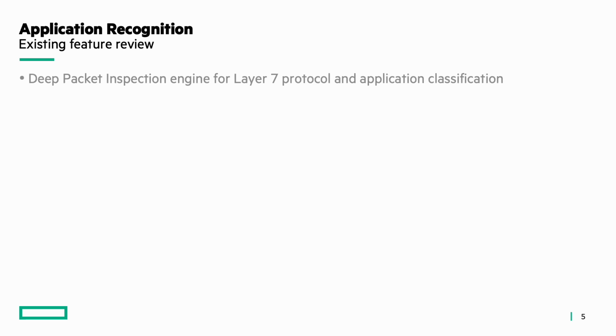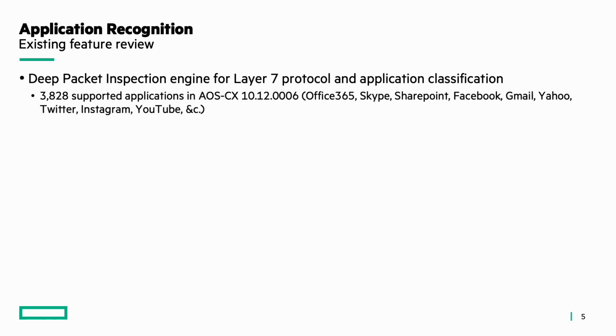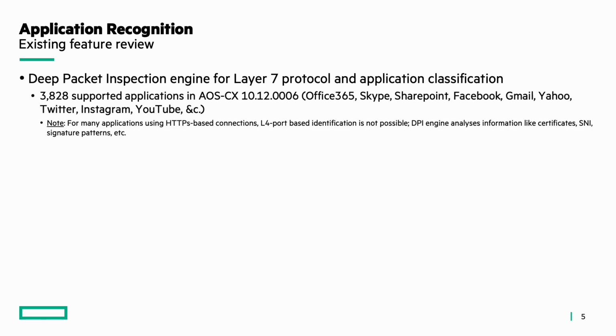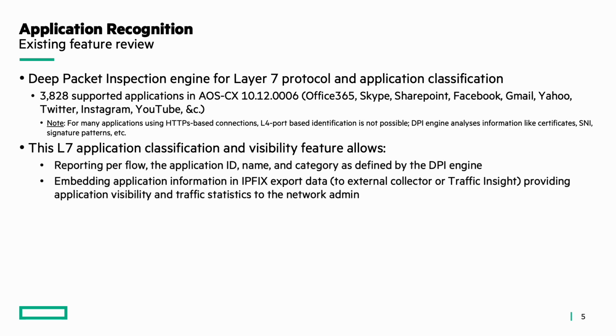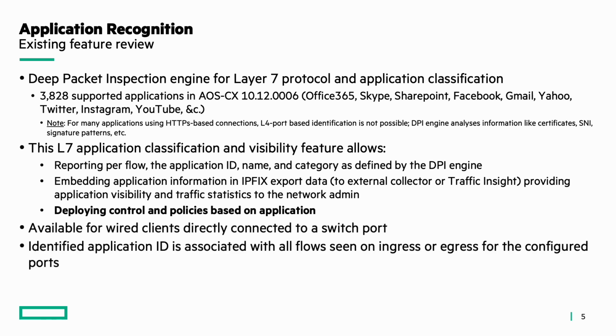First, we'll start with a quick review of application recognition. This feature, introduced in AOS-CX 10.11, uses a deep packet inspection engine running on the switch itself to enable local identification of application flows generated by wired clients connected to the switch. One of the key benefits of app recognition is that it allows for deployment of access control and policies based on those application flows.